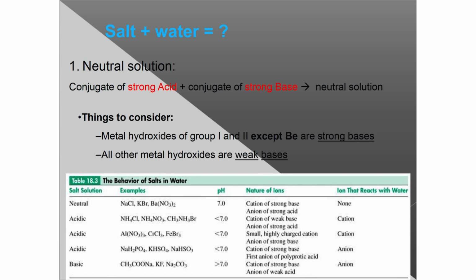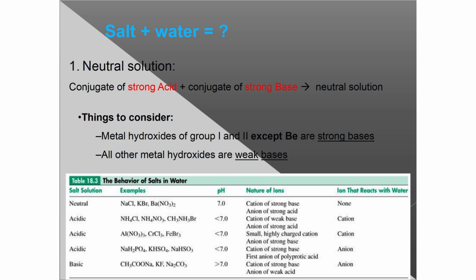Coming up, we'll discuss the first type in more detail, a neutral solution. This occurs when a salt is the conjugate of a strong acid and the conjugate of a strong base. A few things to consider. Metal hydroxides of group 1 and 2, except for beryllium, are strong bases. All other metal hydroxides are weak bases. The table here reinforces these points.